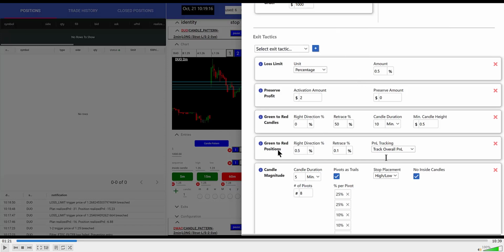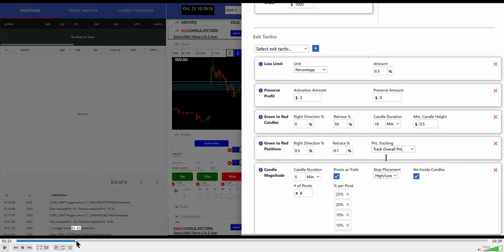Then we have green to red positions, which I think got me out multiple times yesterday. So in this case, if I'm up by 0.5%, and then my profit retraces back down to just being up 0.1%, then it gets out. So these are designed to quickly protect a winner from turning into a loser.